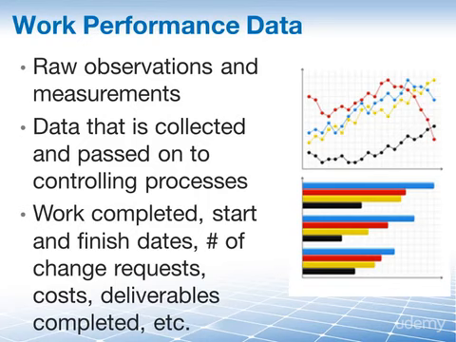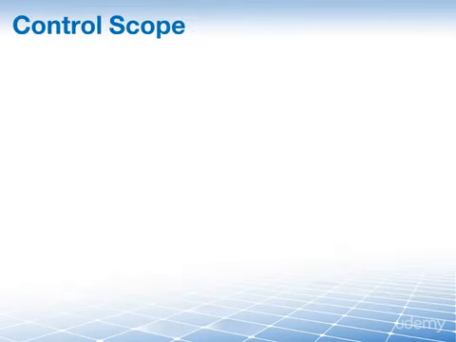You should now see a pattern emerging as each of our inputs provides a means to identify deviations or variances from expected results. For example, here, work performance data, the number of deliverables completed should somehow match with the number of deliverables that we had originally planned. If more deliverables have been completed, that could mean that somehow additional deliverables have been added in to our scope without being controlled.